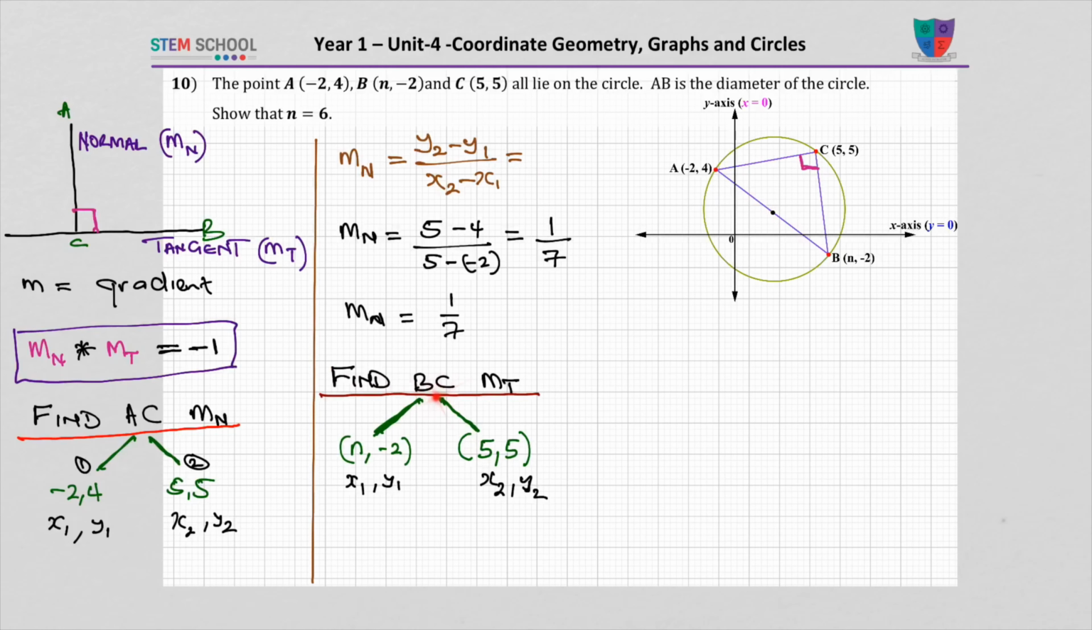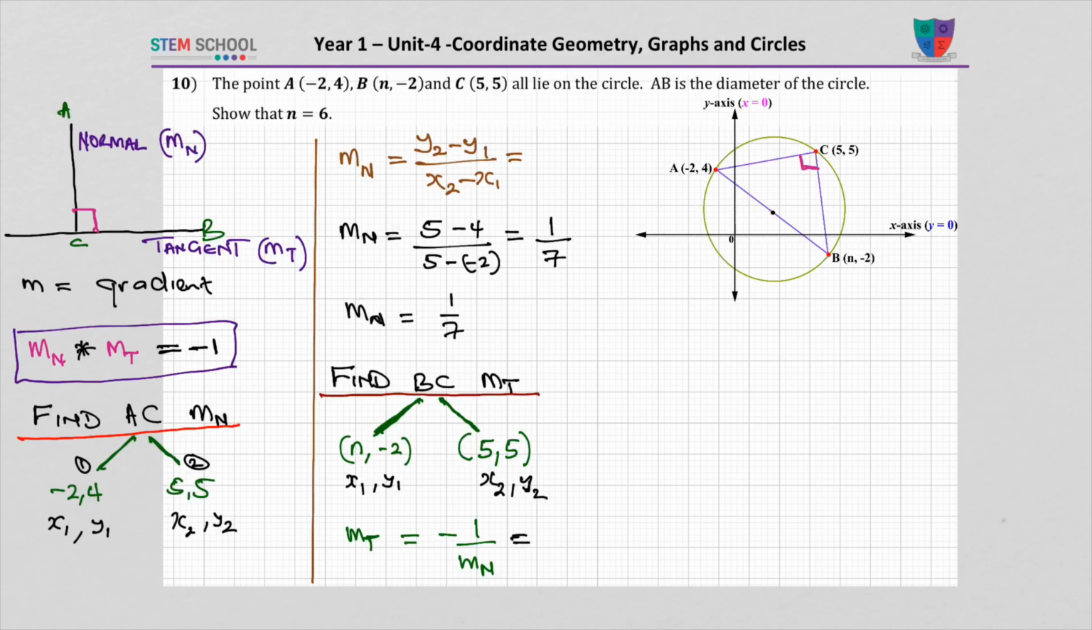To find the gradient of BC, M tangent, (n minus 2) is the x coordinate. This is x1, y1. (5, 5) for C is x2, y2. We also know that the gradient of the tangent has a relationship to the gradient of the normal, and we can write that as M tangent equals minus 1 over M normal. I've just rearranged this equation, dividing both sides by M normal, and that's why I get M tangent equals minus 1 over M normal.